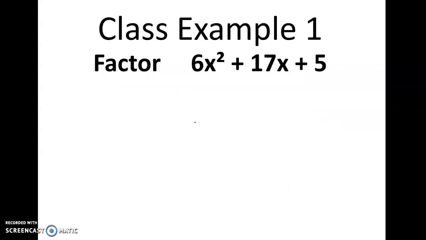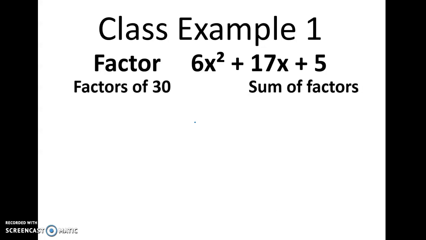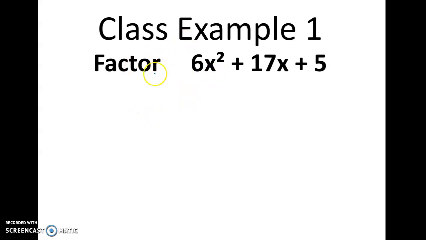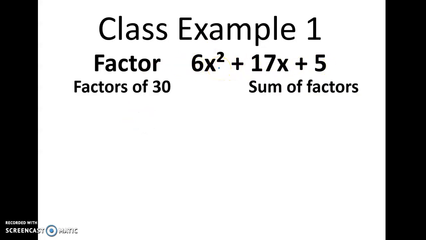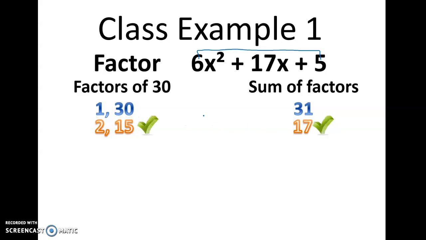We'll do this example together. All right. So we're checking to see first if there is a GCF. Okay, there is no GCF. Nothing goes into all of these. So we are looking for the factors of 30. If we were to slide and divide, 6 times 5 is 30, and we're looking for the factors that add to be 17. All right, 1 and 30 does not add to be 17. 2 and 15 does add to be 17. Those are the correct ones.